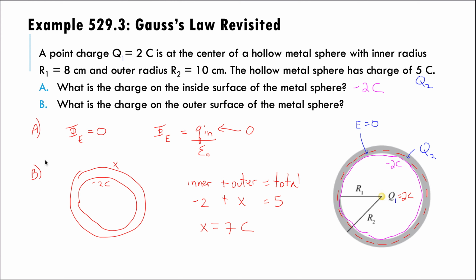So that is our answer for part B. If we have negative 2 coulombs on the inside, then we must have 7 coulombs on the outside, so that the total charge on the shell here is 5 coulombs.